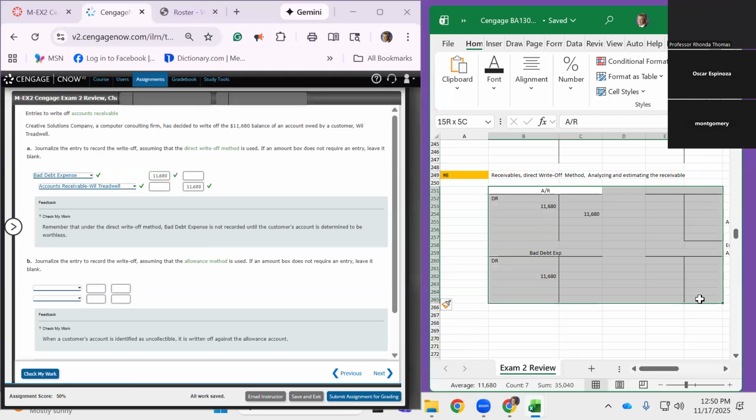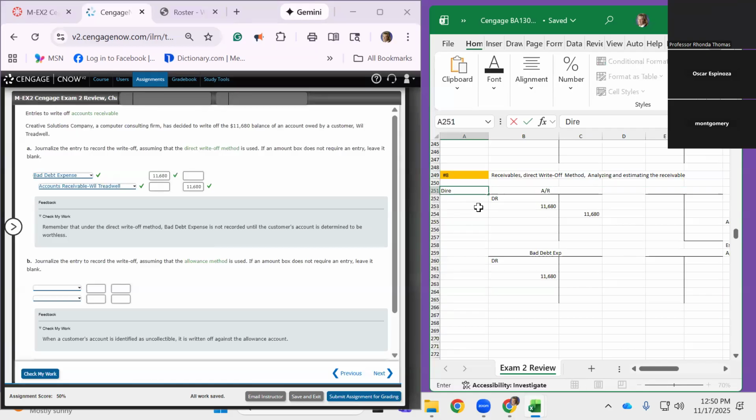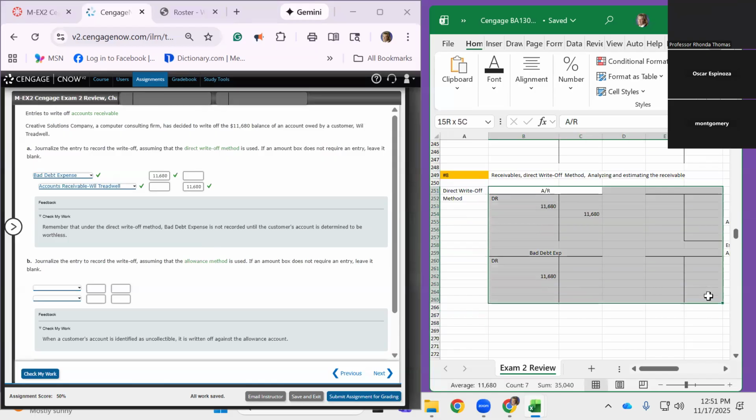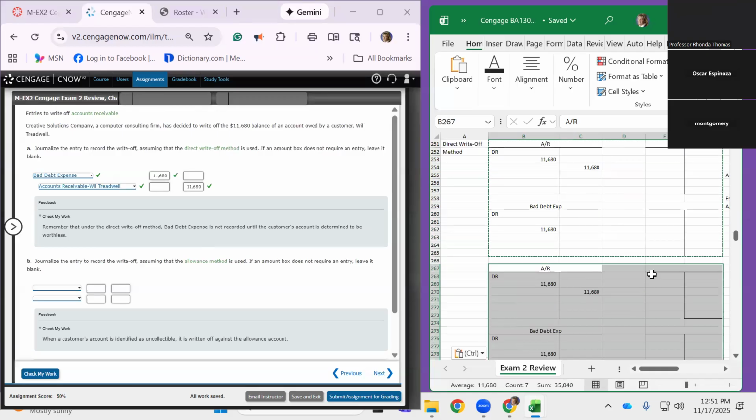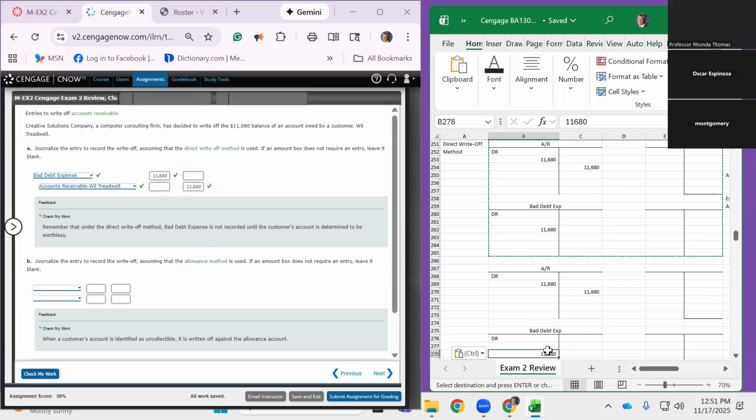Okay, so we're just going to copy this and bring it down. So once again, this is the direct write-off method. So GAAP doesn't really like that one. They would rather you use this one. But one more time, let me copy this and bring it in. So now we're going to do the allowance method, and I'm going to put that allowance back where it was. Okay, we're still starting with the 11,680. This is the allowance method.